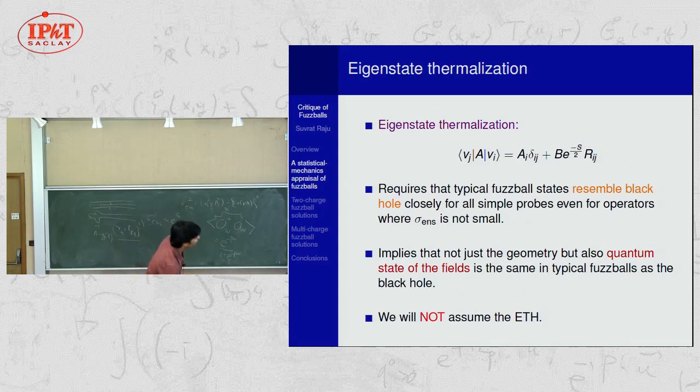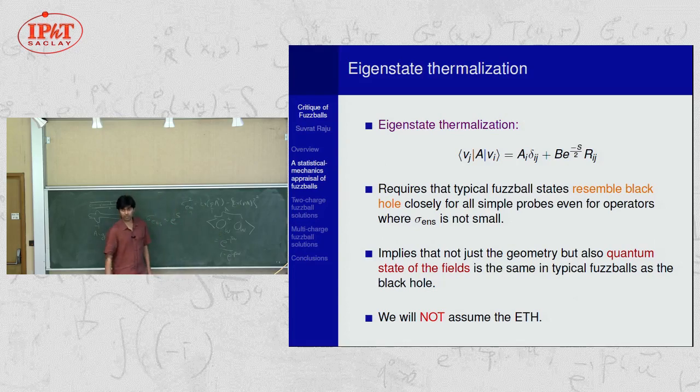Okay? So if you assume eigenstate thermalization, then this says that not only the geometry, not only 1-point functions of the metric, but also the quantum state of the fields, which is measured by 2-point functions, has to be the same in typical fuzzballs as it is in the black hole. Okay? Now in this talk, I'm not going to assume the eigenstate thermalization hypothesis, although I think it's important to keep in mind that if we do assume the ETH, then you can argue that even 2-point functions, which measure the quantum state of the field, have to be the same in typical fuzzballs as they are in the black hole. Okay? So by quantum state, you just mean fluctuations around the mean?